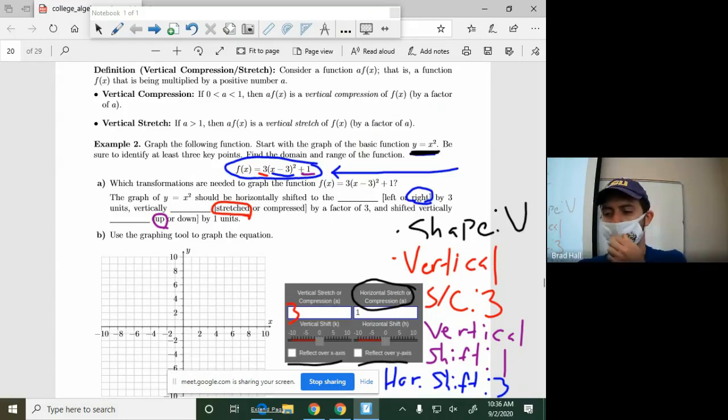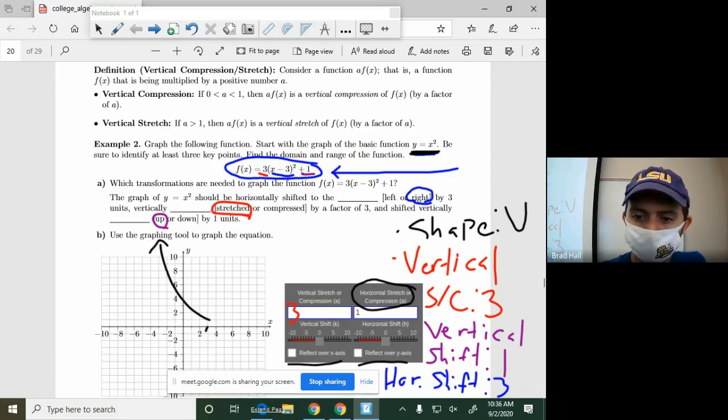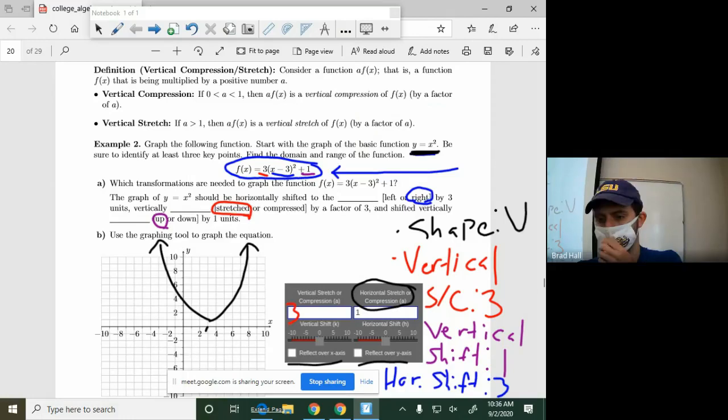But other than that, once you fill out those corresponding fields, you will get, let's see, we go to the right 3. And what was that? Up 1. And since we know it's the cup shape, you will get something that looks very close to this.